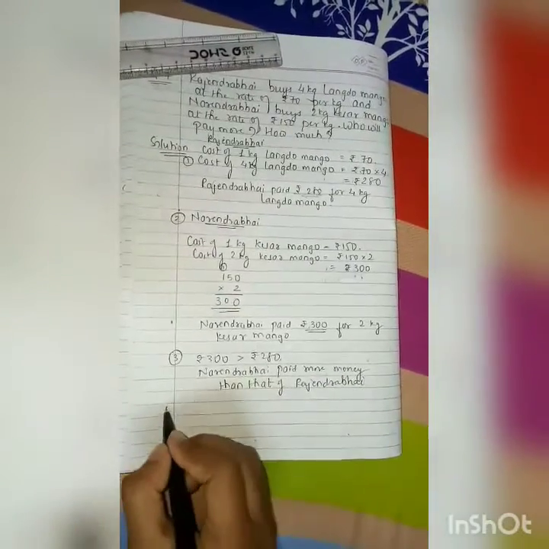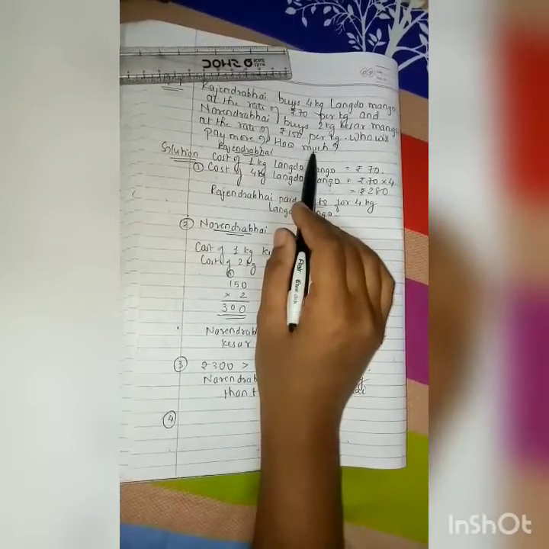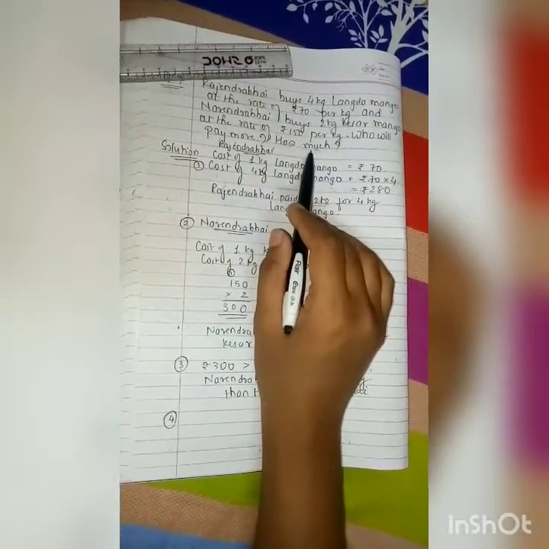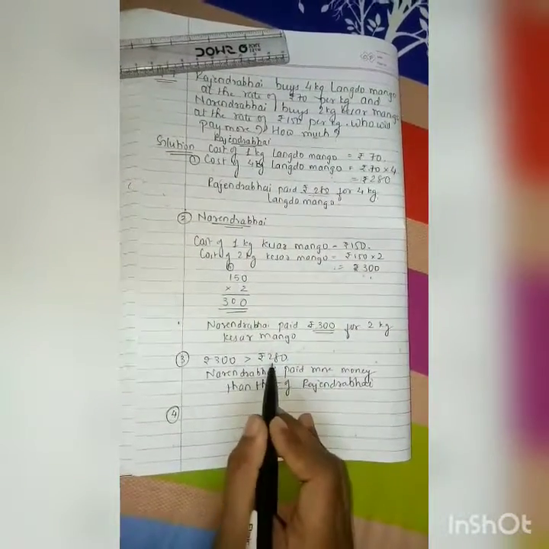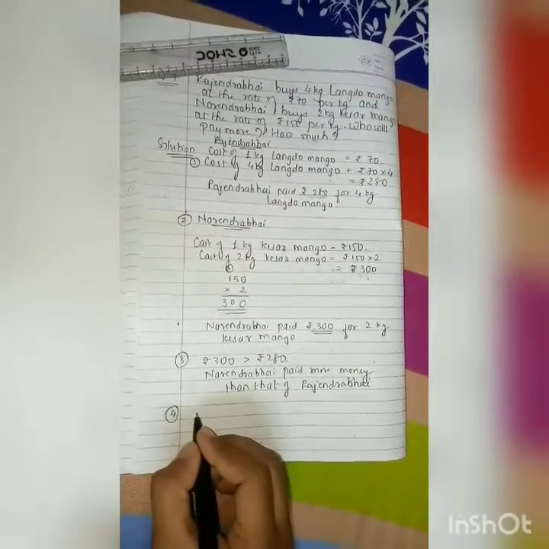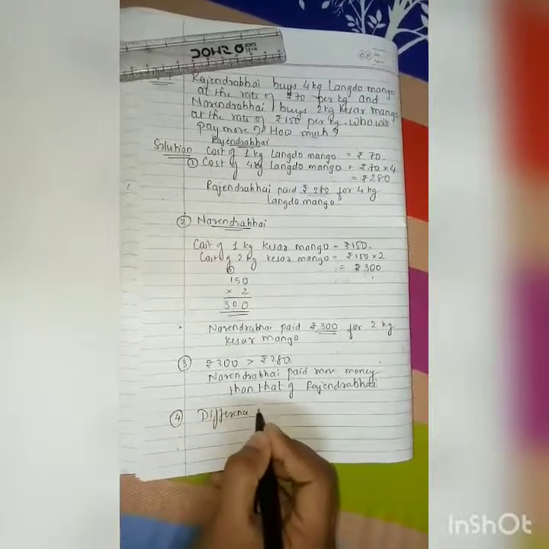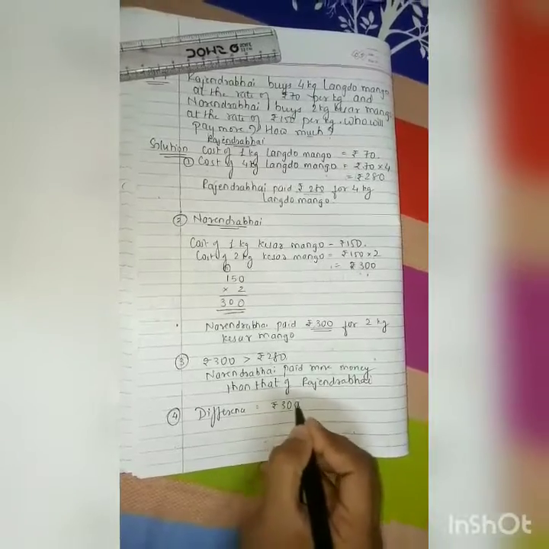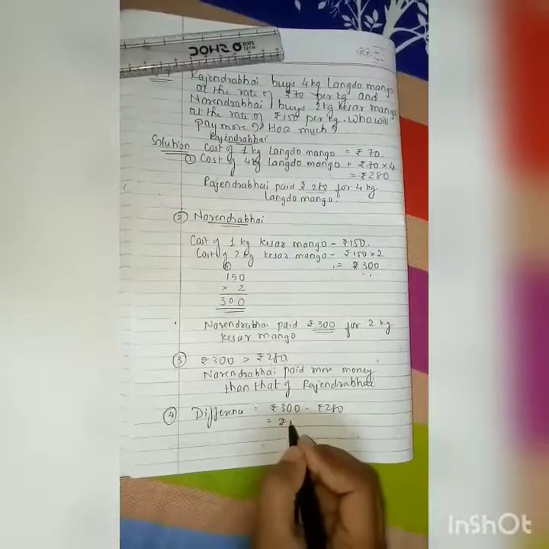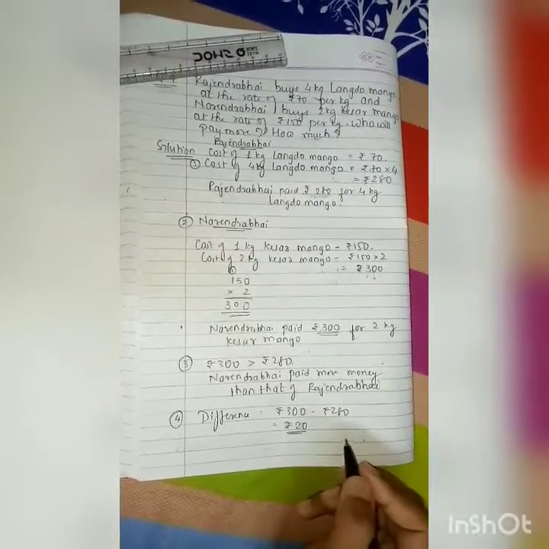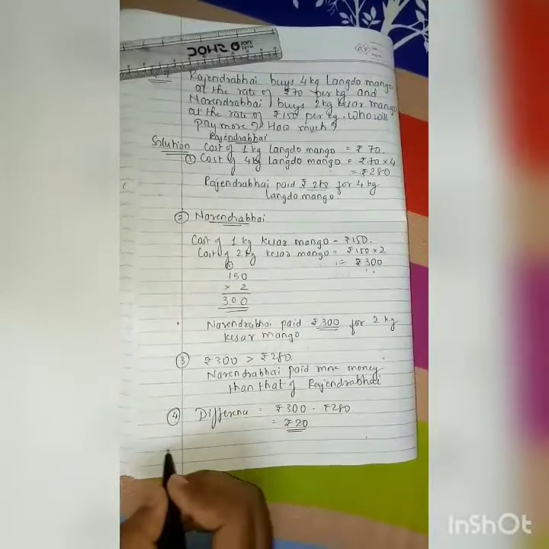Now we are again asked the fourth question, how much. So how much is paying more? We have to find the difference. So how are we going to find difference? We will do with subtraction. Okay, how much he is paying more? So we'll find difference. So is equals to rupees 300 minus rupees 280. So is equals to rupees, how much we'll get? Rupees 20. So Narendra Bhai paid rupees 20 more than that of Rajendra Bhai.